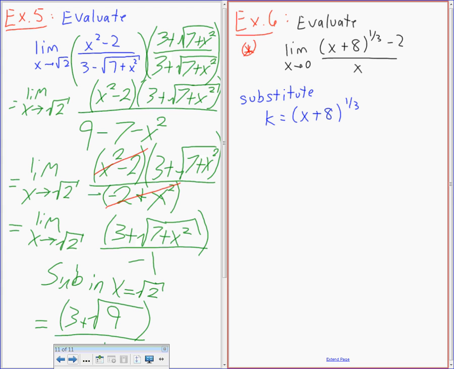Somebody be brave. How do you get rid of a cubed root? Good, wonderful. So that's k cubed equals x plus 8. Things are looking wonderful, in fact. What's the next step to solve for x, please? Minus 8, good. So I'm going to say k cubed minus 8 equals x.